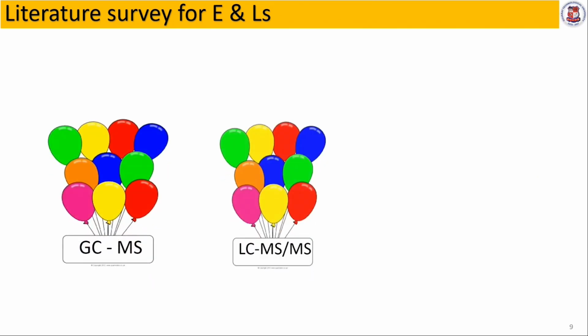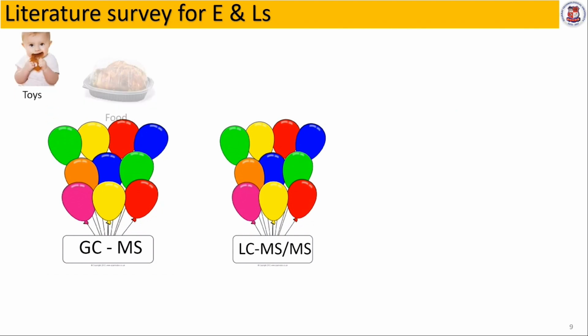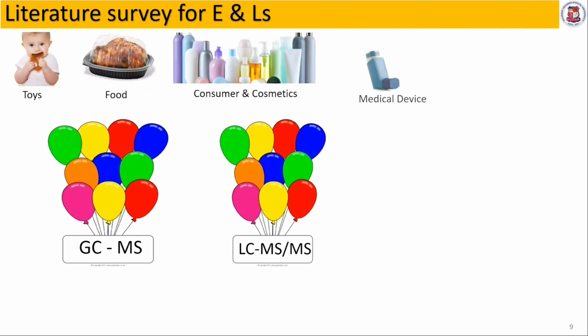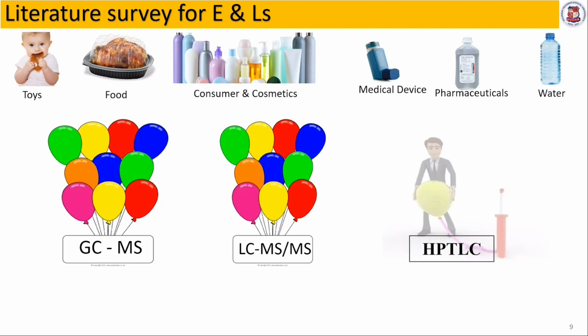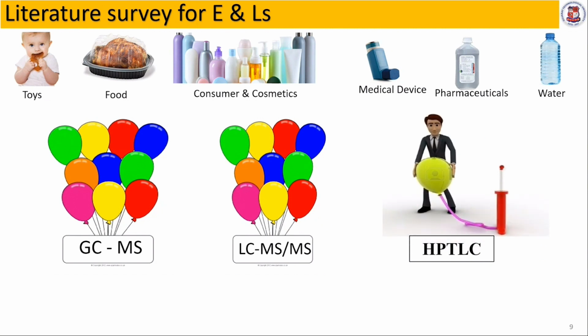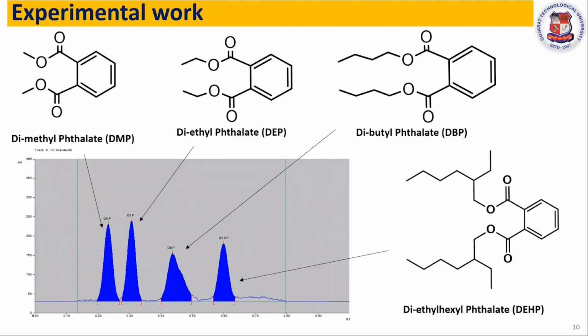As we did the literature survey, there are many popular techniques for this kind of study, that are GCMS and LCMS, for toys, food, consumer products, cosmetics, medical devices, pharmaceuticals, and waters. But as far as HPTLC is concerned, very little effort has been made to prove that this method can be useful for this kind of extractable and leachable study. So we made the first efforts for this study.